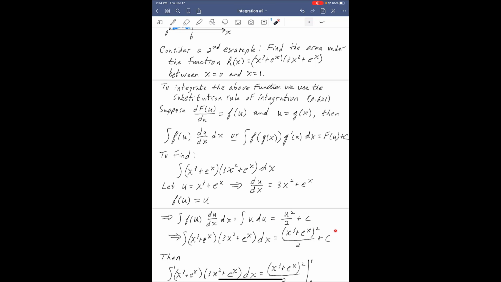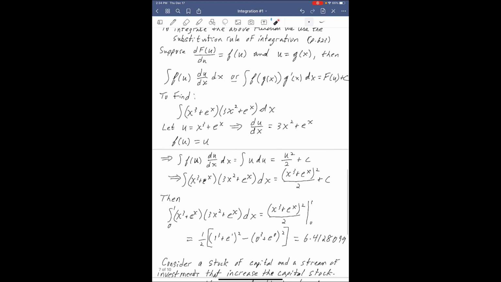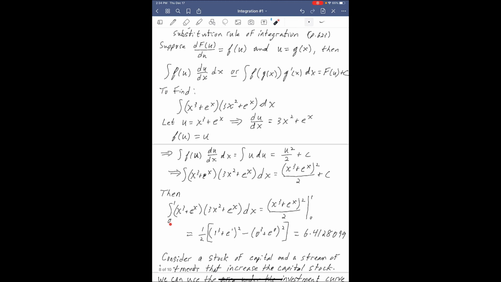So we get this function here where u squared over 2 is our x cubed plus e of x squared over 2. Then the definite integral from 0 to 1 is simply equal to this original function h of x, which we've solved over here, and we're going to plug in 1 and 0. So we're going to go 1 cubed plus e to the 1, square that, and divide by 2, and then plug in the 0 and do the same thing.